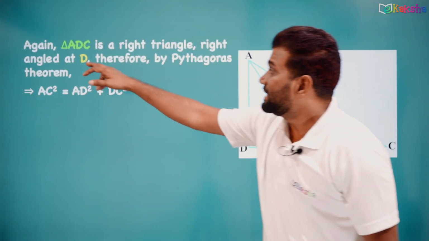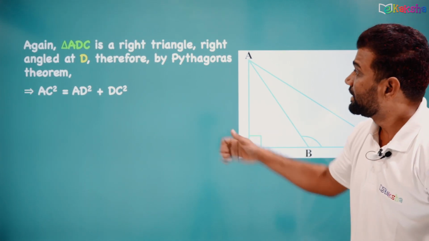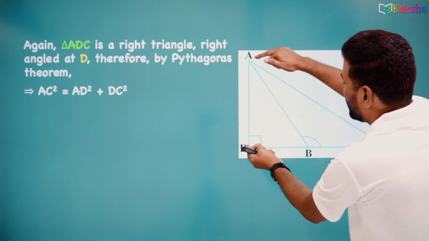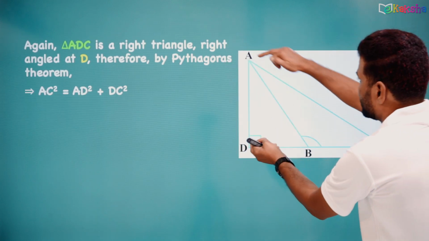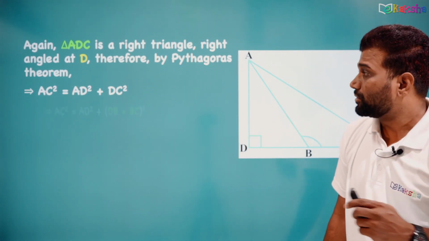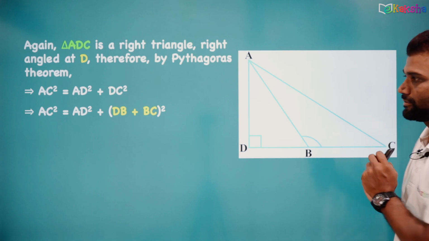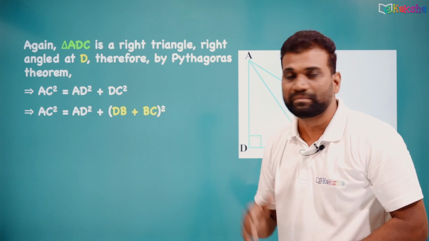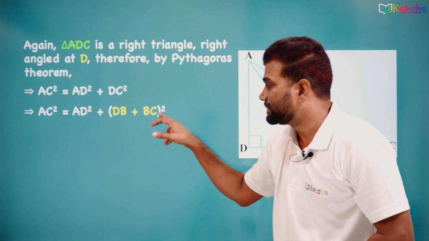Now further, in triangle ADC, again this is a right angle triangle, right angled at D. Again we can apply the Pythagoras theorem. The hypotenuse is AC this time. So AC square equals AD square plus DC square. This is the hypotenuse, this is a side, this is another side. Now what is DC? DC is DB plus BC, right? This whole length is this plus this. So we can replace DC with DB plus BC. Square is there, so whole square. So AC square equals AD square plus (DB plus BC) whole square.